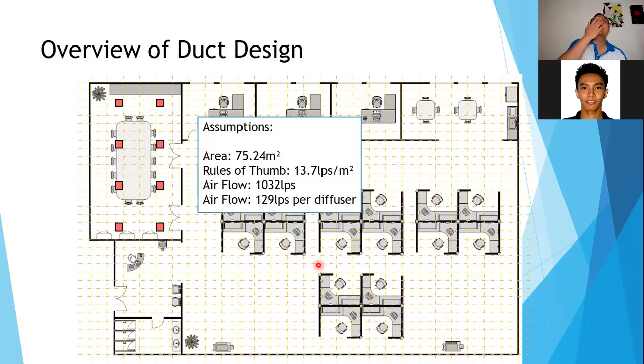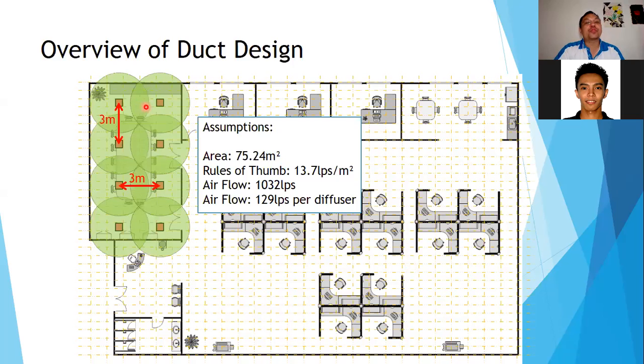Okay. For my air conditioning system, I need 1,032 liters per second. I put eight terminal units or eight diffusers. These eight diffusers would have 129 liters per second per diffuser. Very simple, no? 1,032 divided by 8 is 129 each. So how did I get eight diffusers? How did I know that I need eight diffusers? First, each diffuser needs to be spaced 3 meters apart. How did I know that I need to space each diffuser 3 meters apart?